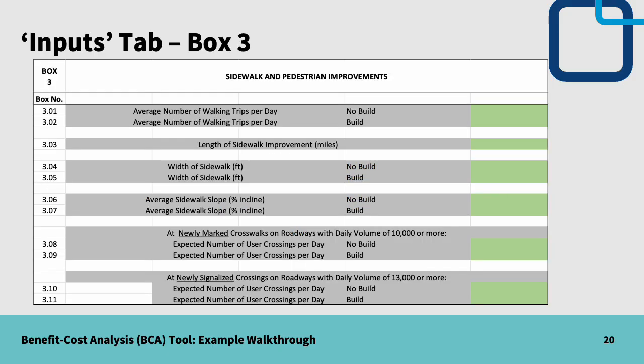Great, let's move on to box 3, sidewalk and pedestrian improvements. Not all active transportation projects will need to have data for this box. First, we need the average number of daily walking trips with and without the new flashing beacon. We've entered that there are 50 trips per day with or without this improvement. We're not modeling the path right now, so we leave the sidewalk inputs at 0. This is a good time to note that some variables may be irrelevant and be zeros.